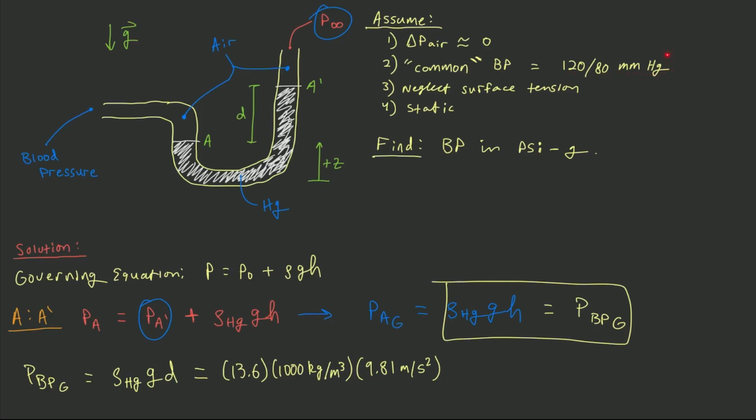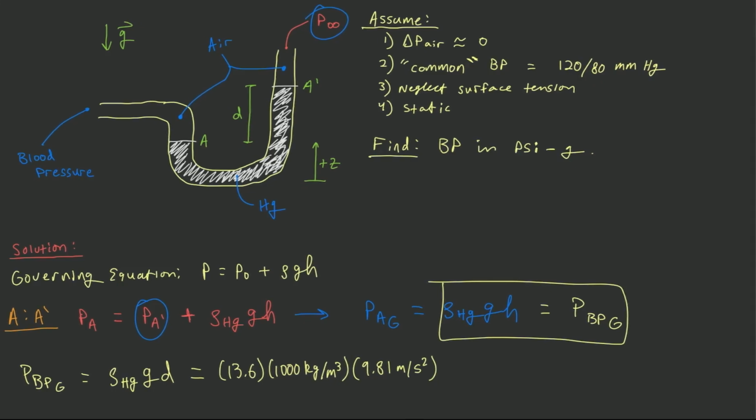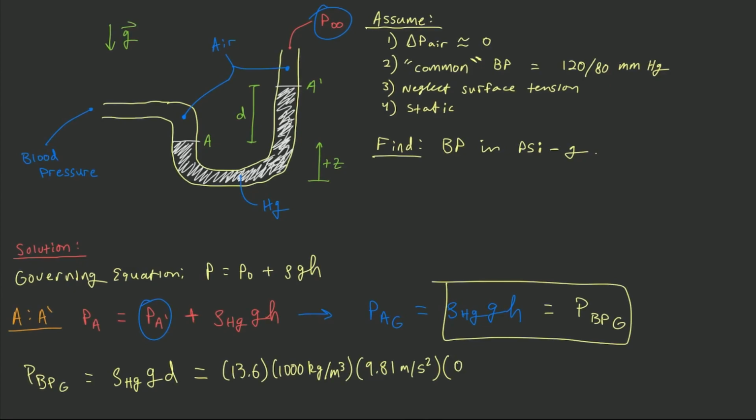And these are expressed in units of millimeters of mercury. So, in other words, when we're talking about millimeters of mercury, we're talking about millimeters of mercury along this distance d. So 120 millimeters of mercury means d is equal to 120 millimeters. 80 millimeters of mercury means d is equal to 80 millimeters. So if we're looking at our systolic blood pressure, we would say that d is equal to 0.120 meters, or in other words, 120 millimeters.